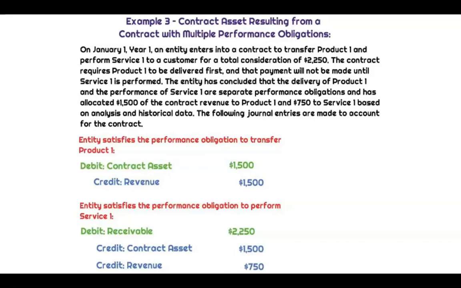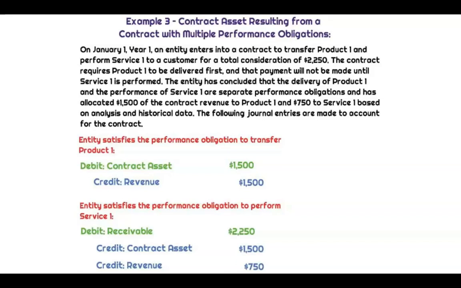Whereas when it comes to the satisfaction of the performance obligation to perform service one, it is now that we're going to recognize revenue for service one. We can still record the entire receivable for the entire expected amount, right? We're expecting $2,250. So we're awaiting payment. We're going to record the receivable of $2,250.